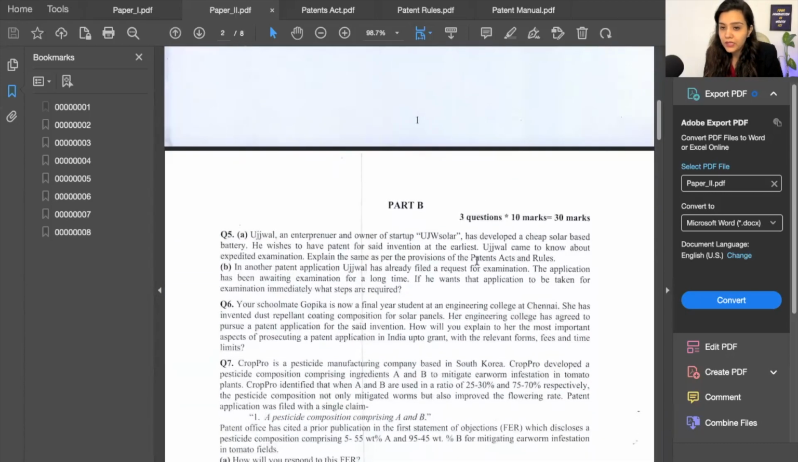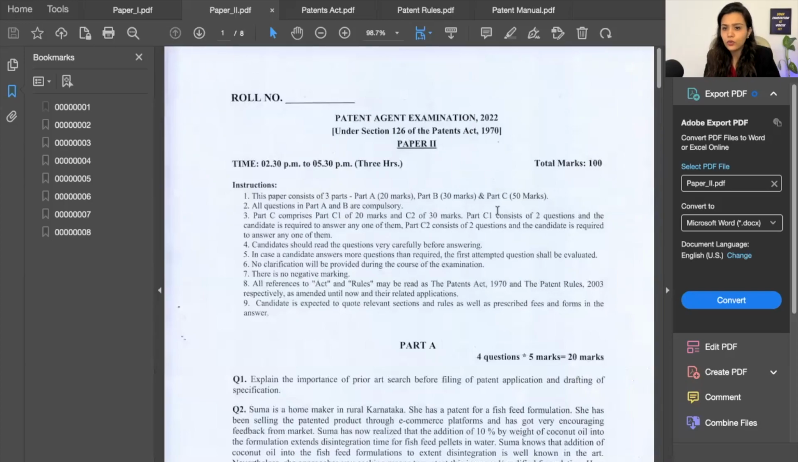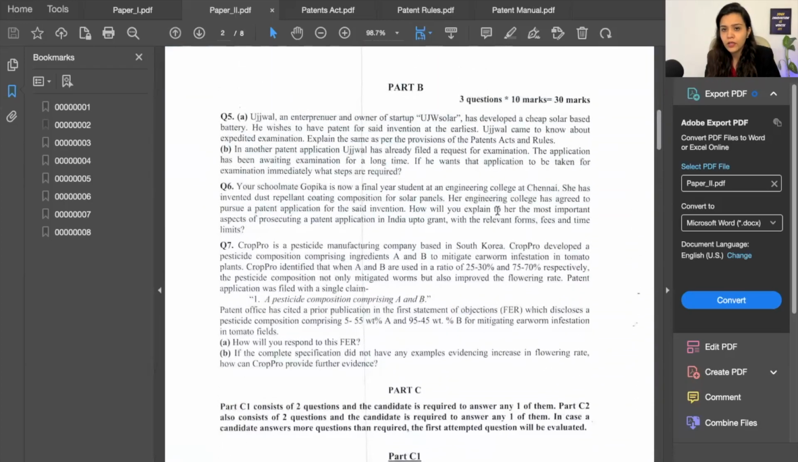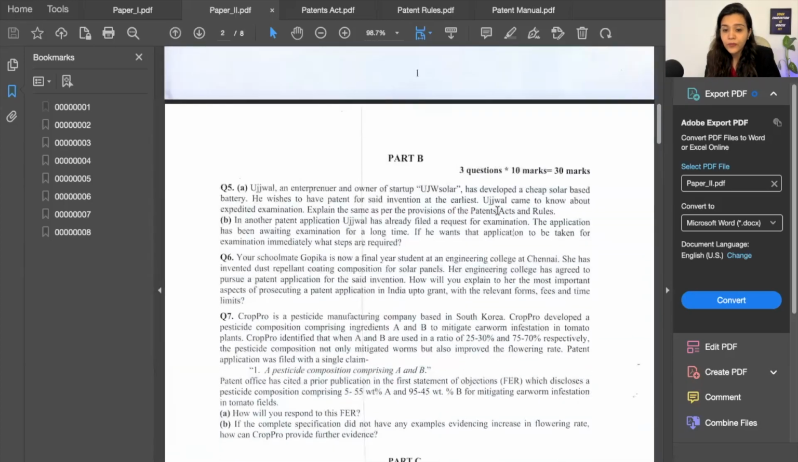And part B is longer questions, where there are 3 questions of 10 marks each. Sometimes you can get options in these questions. For example, from 4 questions, they'll ask you to answer any 3, but that depends on year to year and on exam to exam. It's not mandatory that you'll get an option. In this paper, I think the 2022 paper, there were no options given in part B or part A.